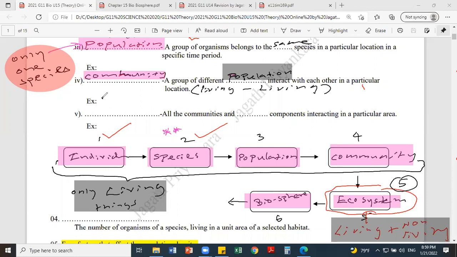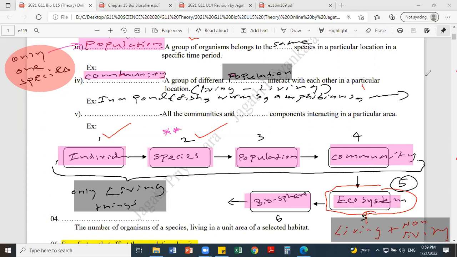In a pond, different or several populations interact with each other. Example, pond community. In a pond you can write within bracket: population of fish, population of worms, population of amphibians, and population of aquatic plants, like that. You can write etc.